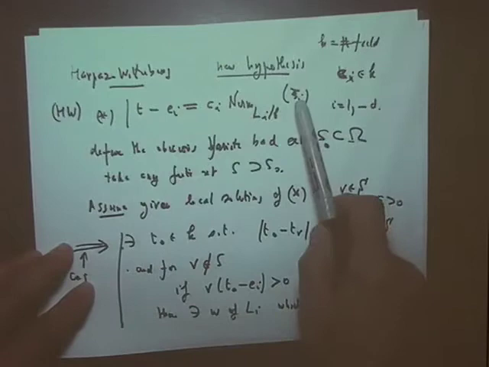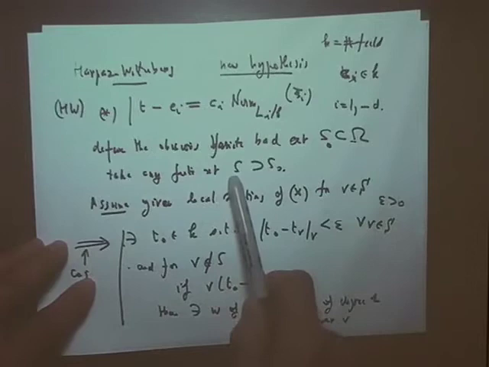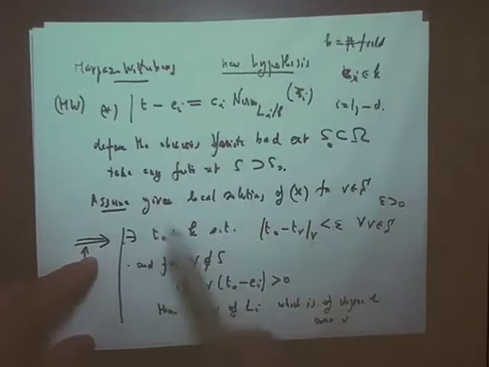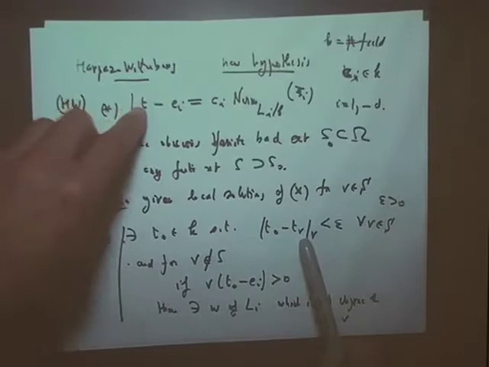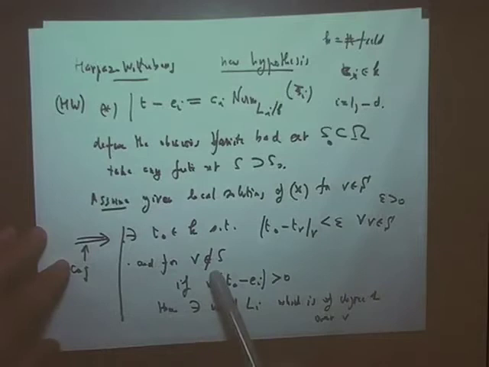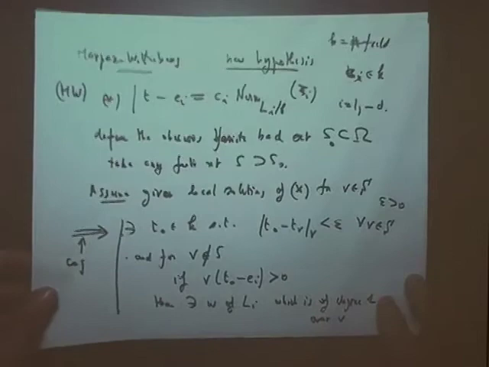Then there's an obvious bad set of places. We look at any finite set of places S containing this bad set. And we assume we're given a local solution of this system for v in S and an epsilon positive. Then we can find a t_0 in K, which is very close to the t_v corresponding to the local solution at v in S, and so that for v not in S, if the valuation of t_0 minus e_i is strictly positive, then this v admits a place of L_i, the L_i corresponding to the e_i, which is of degree 1 over v. Okay.